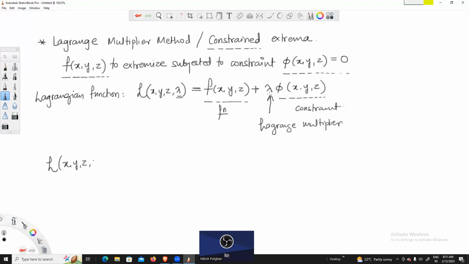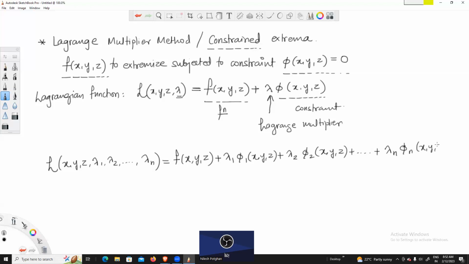Suppose if you have n constraints, you need n different Lagrange multipliers. So let me denote this as lambda 1, lambda 2, and so on up to lambda n. And now your Lagrangian function will look like this. It will depend on x, y, z, plus the first Lagrange multiplier times the first constraint phi 1 of x, y, z, plus the second multiplier times the second constraint phi 2 of x, y, z, and so on up to the nth Lagrange multiplier times the nth constraint phi n of x, y, z.